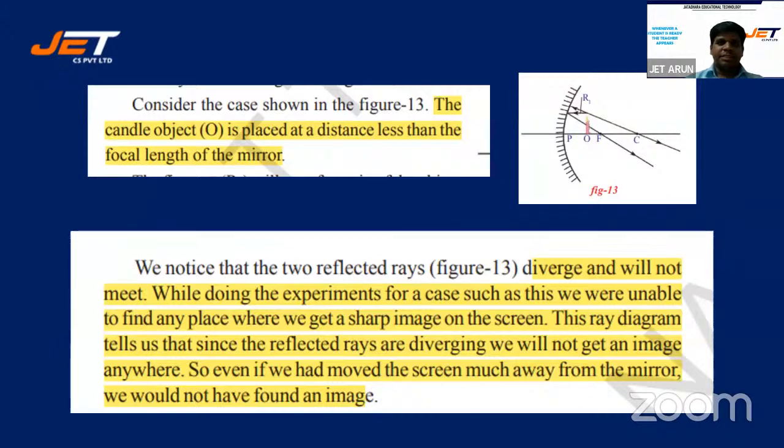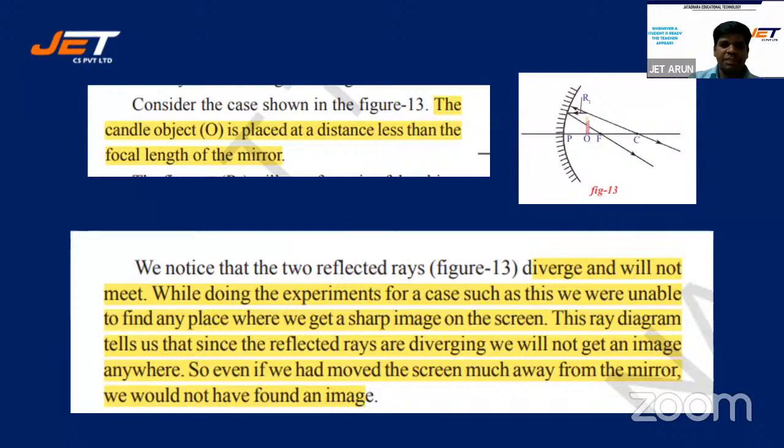Now look at this case. The candle object O is placed at a distance less than the focal length. In this case, rays after reflection do not meet. So while doing this experiment for such a case, we are unable to find any place where we get a sharp image on the screen. It's not a real image because the distance between the object and the pole is less than the focal length. It is within the focal point.